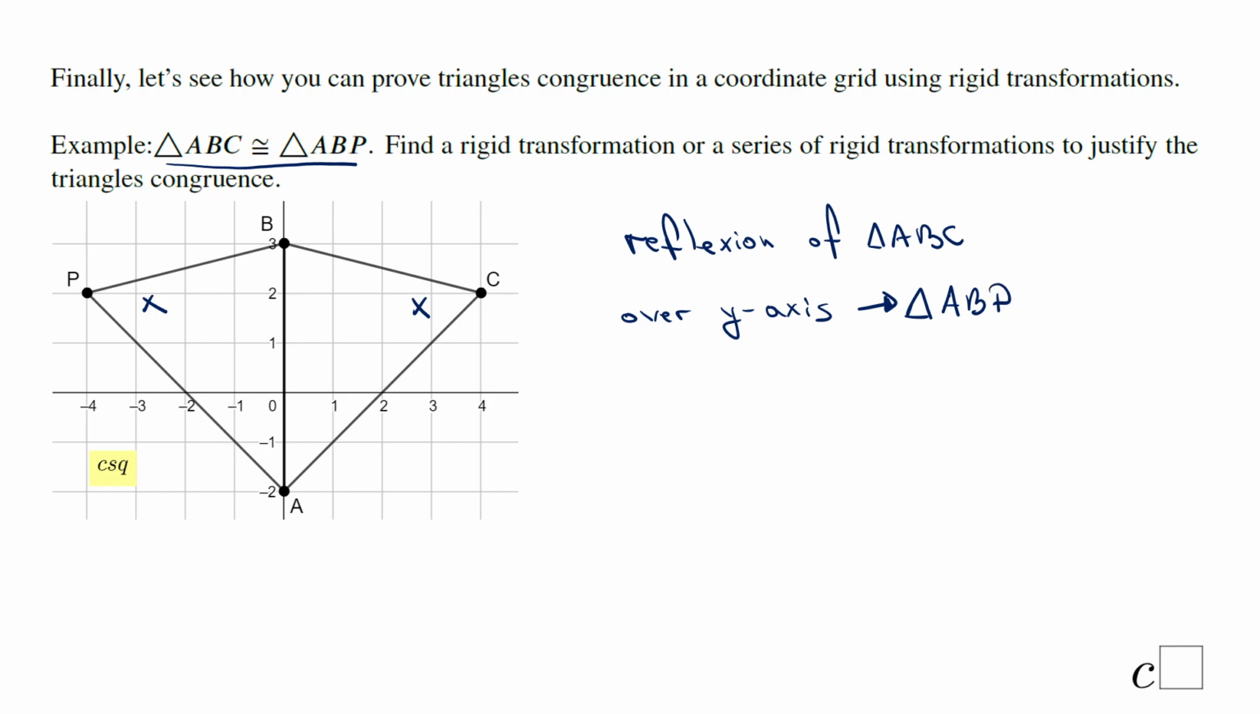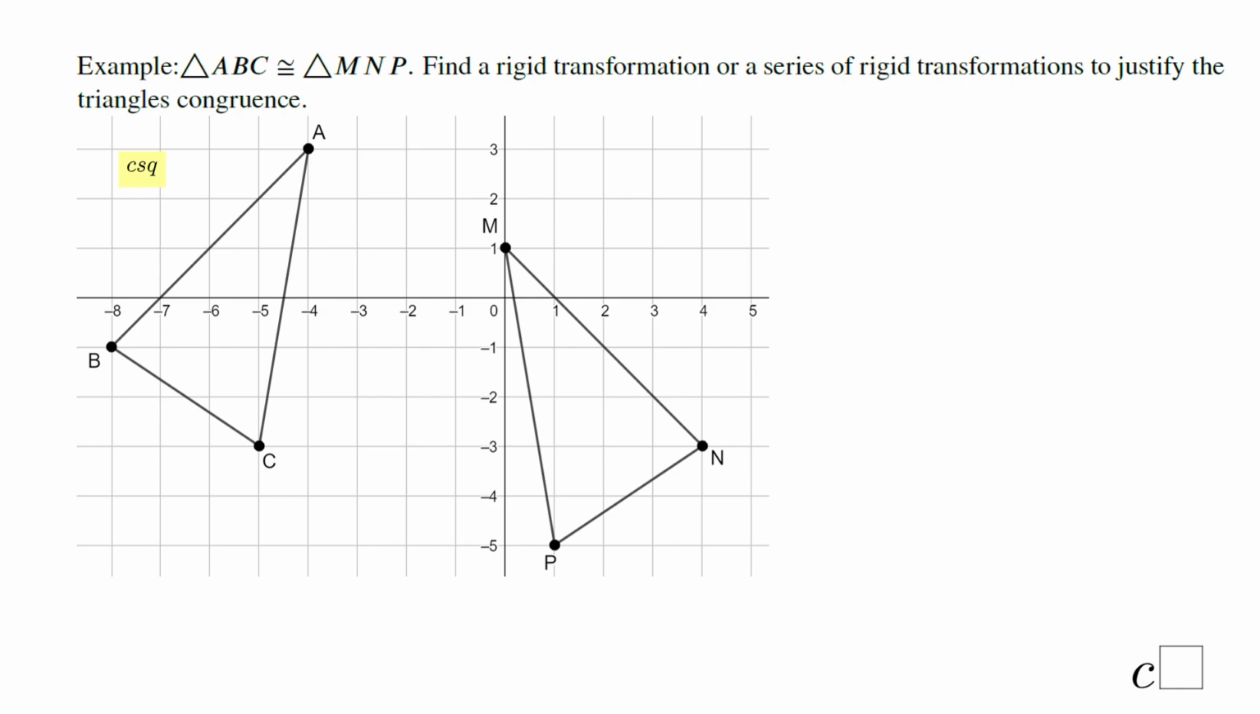Okay, so simply a reflection here will prove to us that these two triangles are congruent. But sometimes you have to look very carefully, because it's not just one transformation. You are going to need a series of transformations to prove triangles congruent. So like in this case, I see triangle ABC is congruent to triangle MNP, so I have to look for a way to see how I can go from A to M.